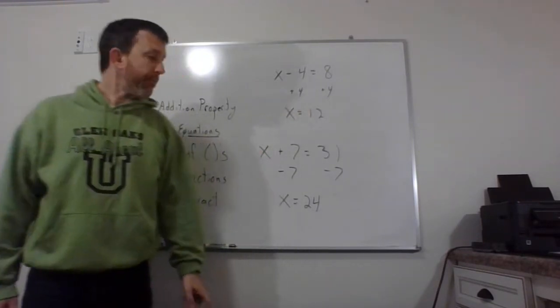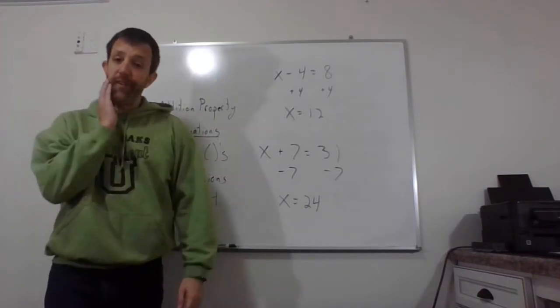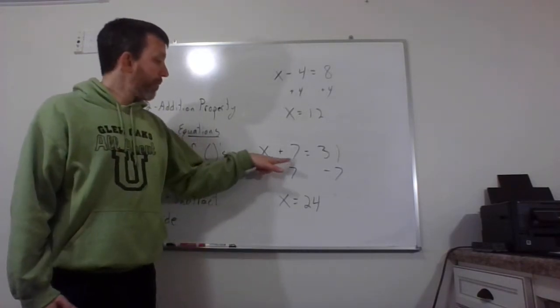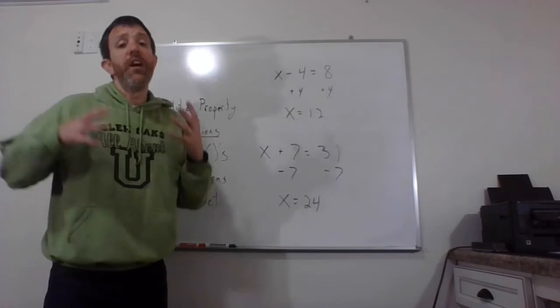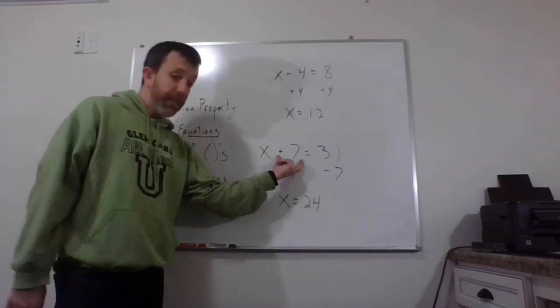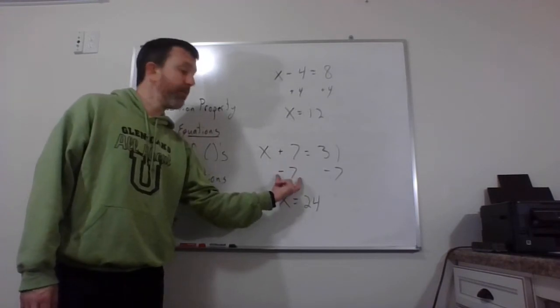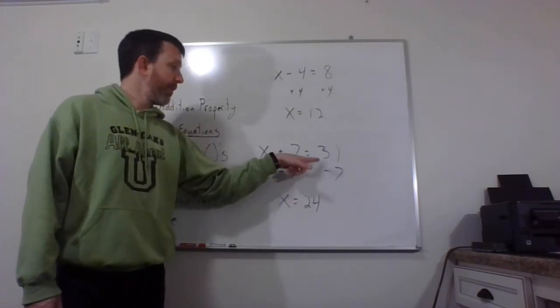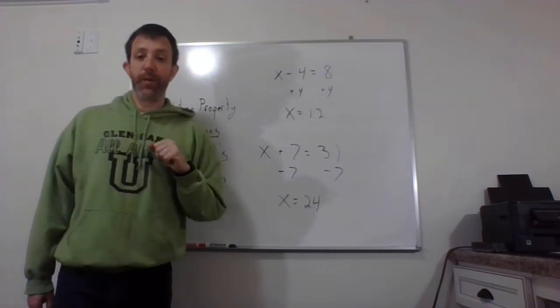My second example, also fairly straightforward, pretty nice. We have a plus 7. I don't want the plus 7. My goal is to get that x all by itself. So I need to get rid of the plus 7, and so I use a minus 7. On the other side, 31 minus 7 gives me 24.